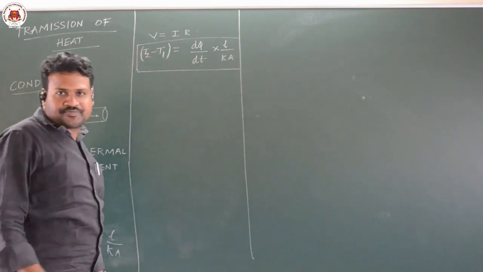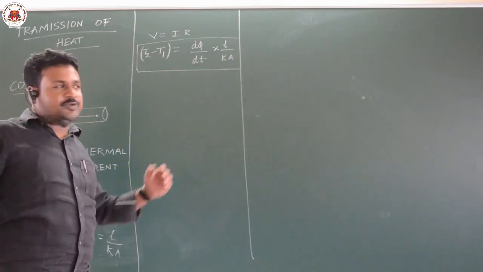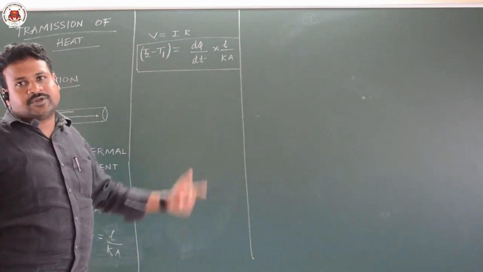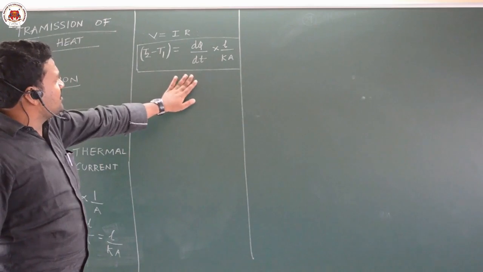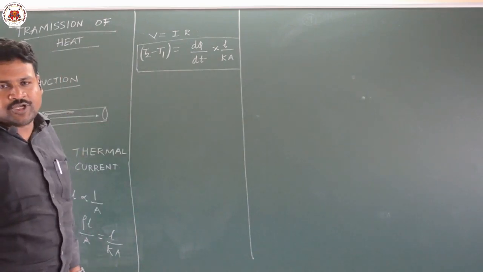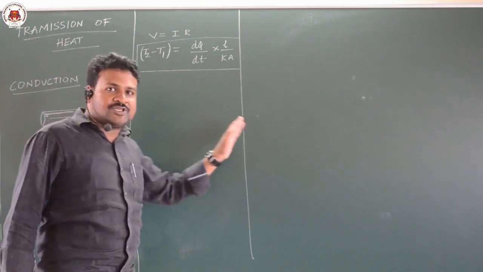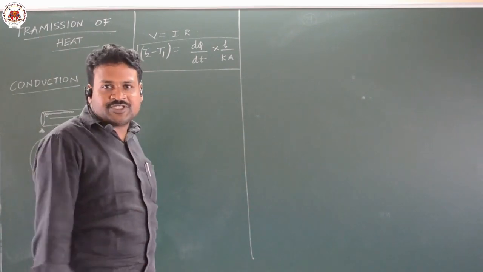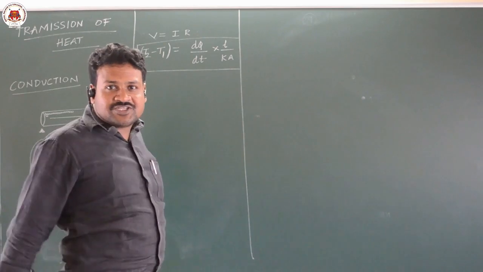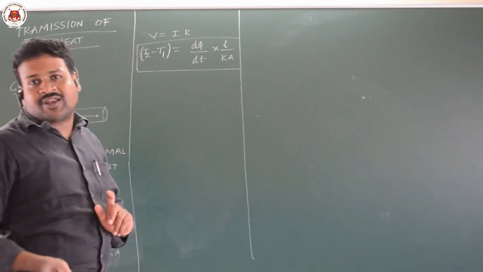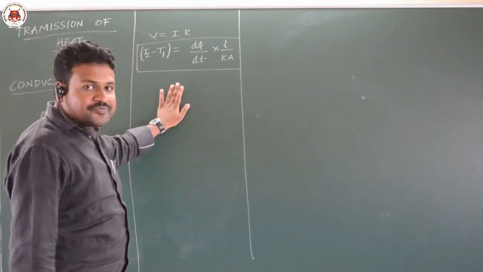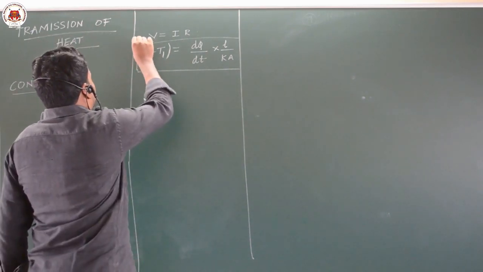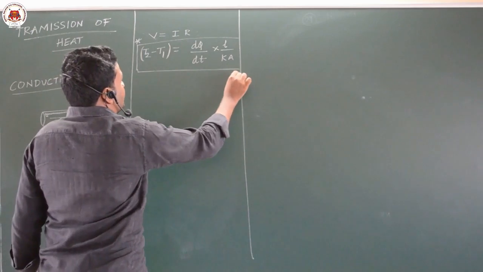Very simple. If a question is asked from transmission of heat regarding conduction, if you remember this formula, you can do it. No need to remember the formula for surface temperature. No need to remember the formula for steady temperature. When two rods are joined in series, when two rods are joined in parallel, whatever may be the situation, you can solve by using this simple technique. Very simple technique.